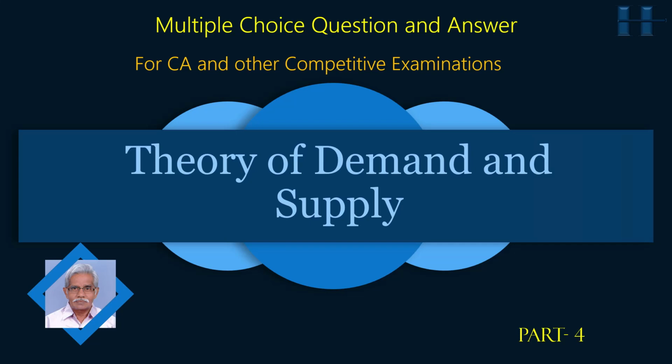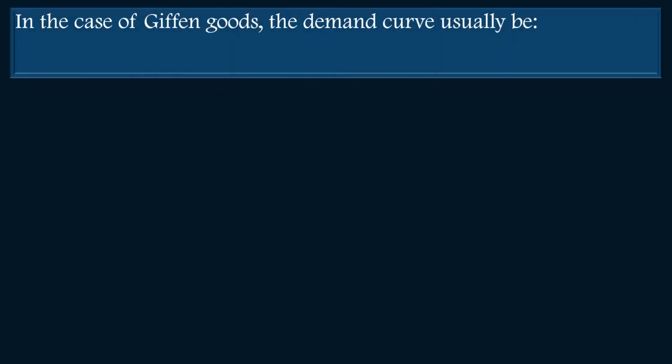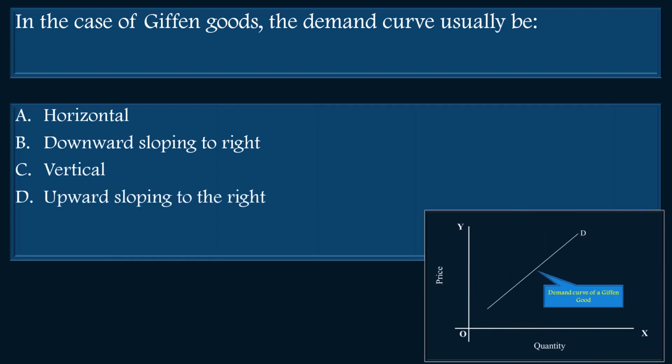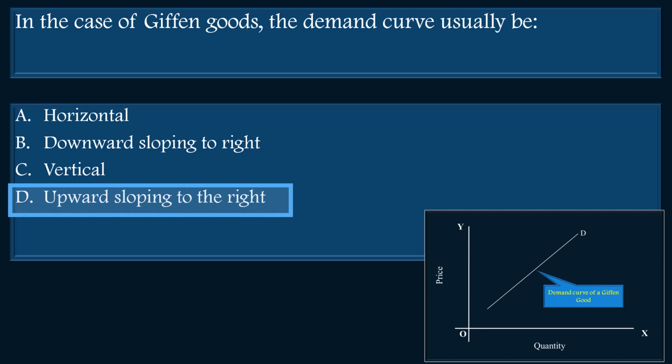And now, first question. In the case of given goods, the demand curve usually be, options: A. Horizontal, B. Downward sloping to right, C. Vertical, D. Upward sloping to the right. This question is very elementary. The demand curve of given goods is upward sloping. Option D is correct.